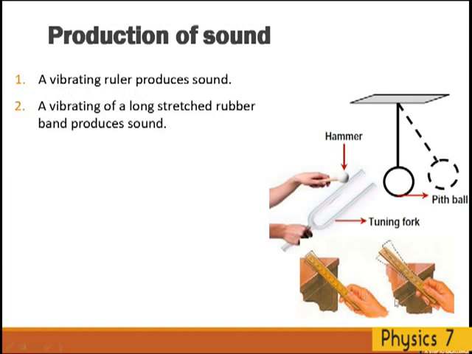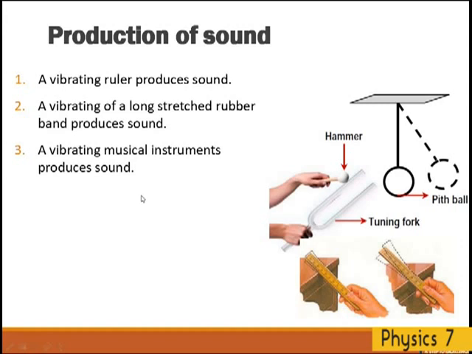If we look at the diagram at the bottom right hand side of the slide, you'll see that if you place a ruler on a table and flick the end of the ruler, then the ruler will vibrate, and in so doing it will generate sound energy which you will hear. And also, if we take a long stretched rubber band, we can stretch it and flick it so that it produces sound. In other words, the vibrating rubber band will produce sound.